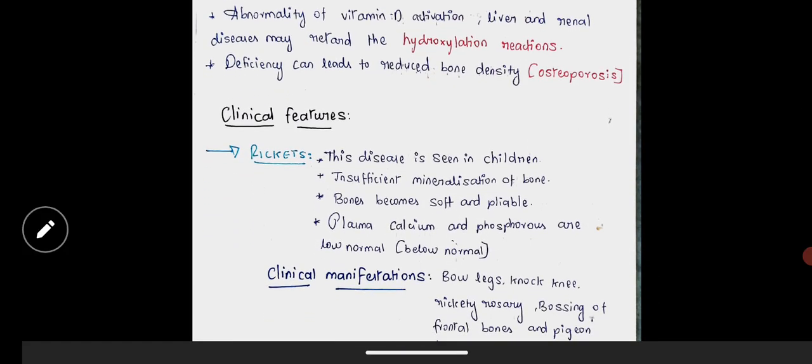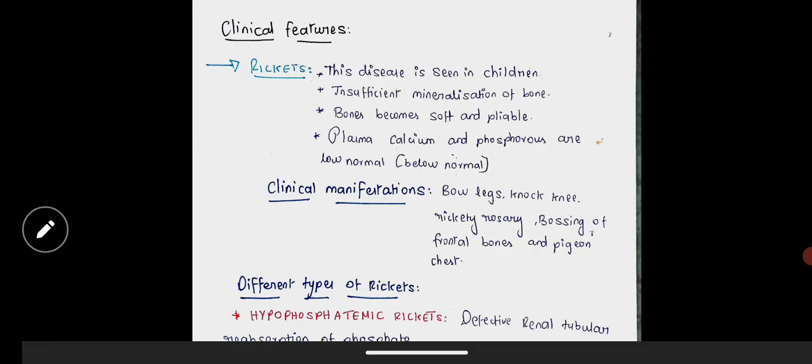Okay. Clinical features. Rickets. We all know rickets. We might have studied it in 10th or 12th standard. This disease is seen in children. Insufficient mineralization of bones. Bones become soft and pliable. Plasma calcium and phosphorus are low. Hypocalcemia is seen because of deficiency of vitamin D. Why low calcium? Because calcitriol increases the calcium levels, so deficiency leads to low plasma calcium and phosphorus.